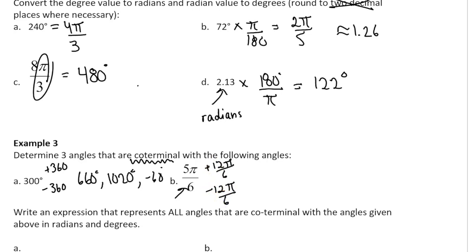So if we add multiples, we can now do this really quickly. 5 pi over 6 plus 12 pi over 6 is going to give us 17 pi over 6. We could have 29 pi over 6. And if we subtracted 12 pi over 6, we could have negative 7 pi over 6. So as you go round and round in a circle, there are an infinite number of coterminal angles.